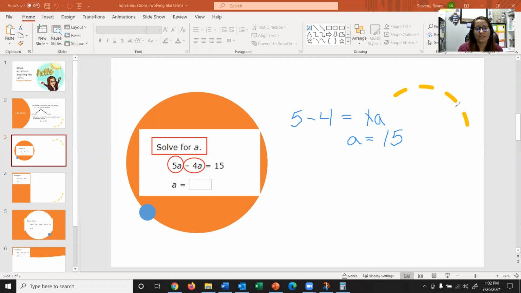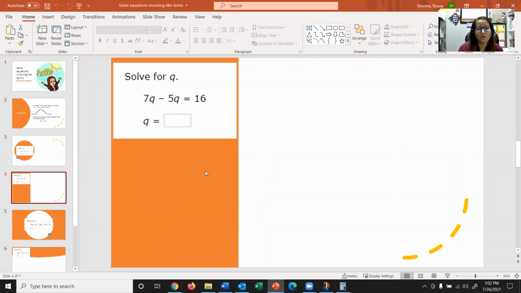Let's take a look at another one that might be a little bit more challenging. Okay. So in this case, we have 7q minus 5q is equal to 16. Now, even though this is not a typical variable as far as what we talked about, we see x a lot and you can use a, b, it's still a variable. It still represents that number, that quantity that can change. Okay, so we're going to do the same thing we did before. I'm going to put circles around those terms that are like terms to show me what I need to combine before I can solve. So 7q and then negative 5q.